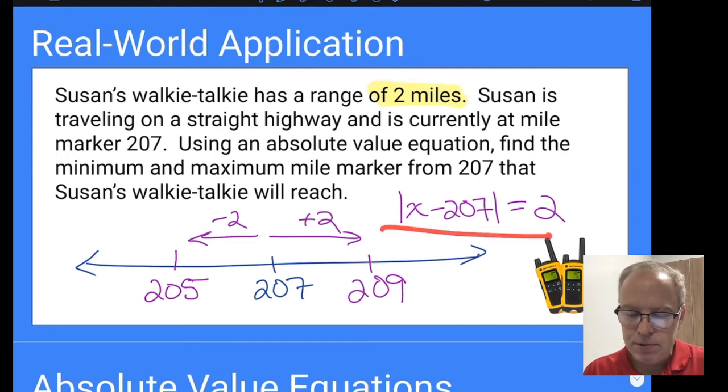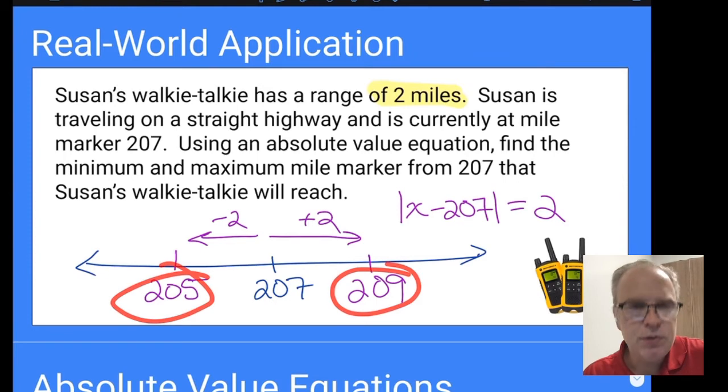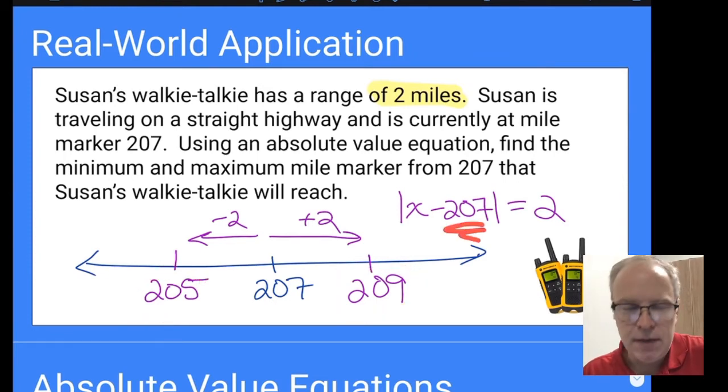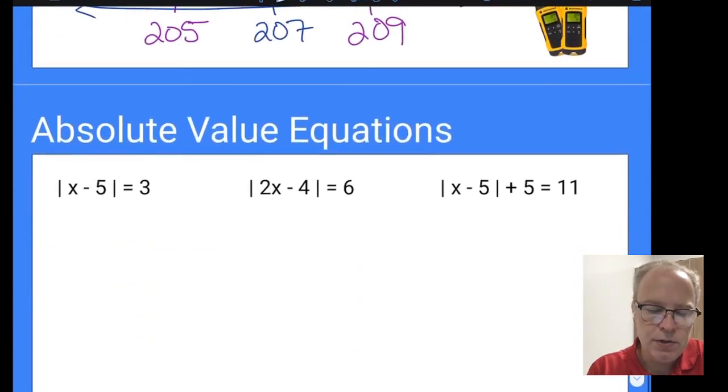This is called an absolute value equation. Sometimes they're a little challenging to set up, I'm not going to lie. So you got to just pause for a second and think about, how did I figure out these numbers? Well, I started with 207 and then I went up or down. And then that difference needed to be 2, no matter whether it was positive or negative. Okay, so let's look at solving absolute value equations now.